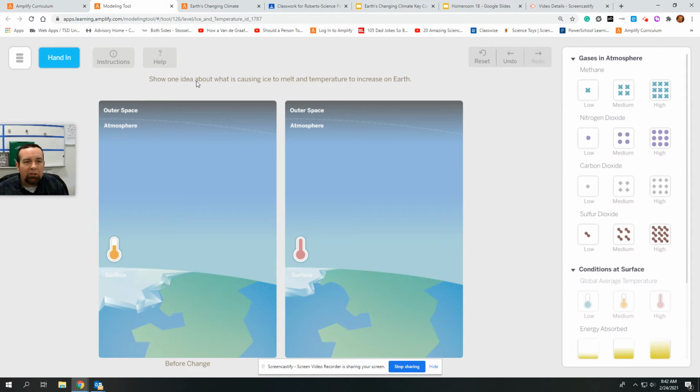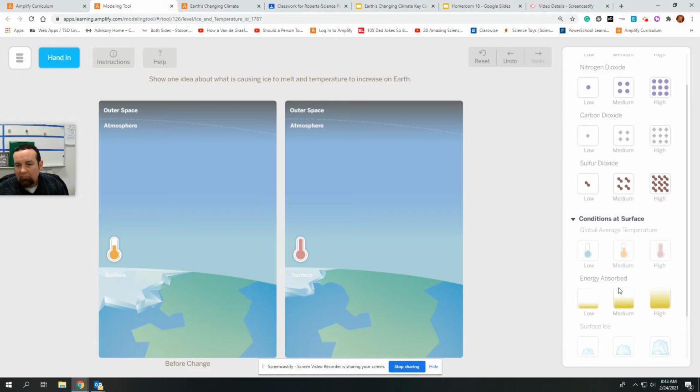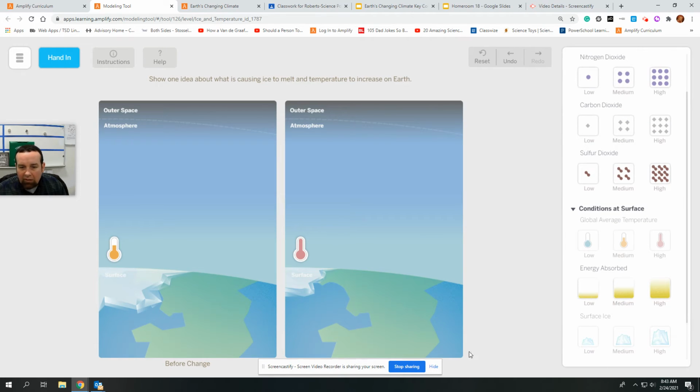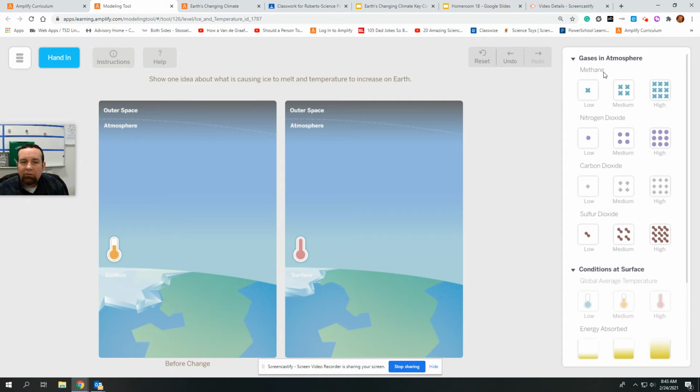But my mission here is to show one idea of what could be causing the ice to melt and temperatures to increase. So we have kind of a warm temperature here and then a hot temperature. Again, I can't edit that for this particular model. I also can't change my ice, can't drag my ice. But I can do my gases. So, show one idea of what is causing ice to melt.